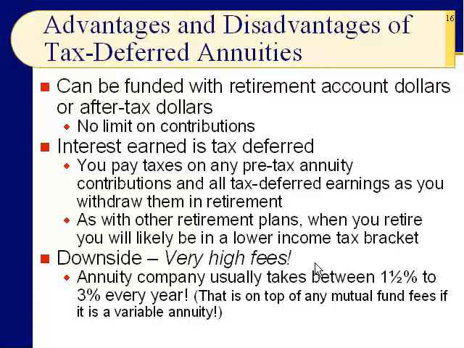The downside is that these things have really high fees, folks. The annuity company usually takes between 1.5% to 3% every year on top of the mutual fund fees, if it's a variable annuity. And so when people are asking me, well, they said that I wouldn't outlive my income, I say, yeah, you're right. They're going to pay you a certain amount for the rest of your life. But here's what they're actually saying.